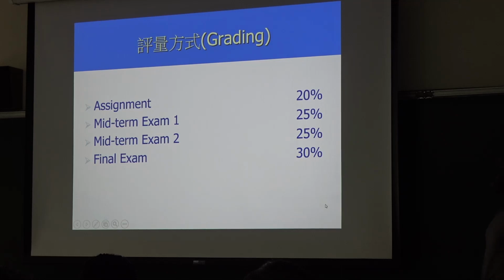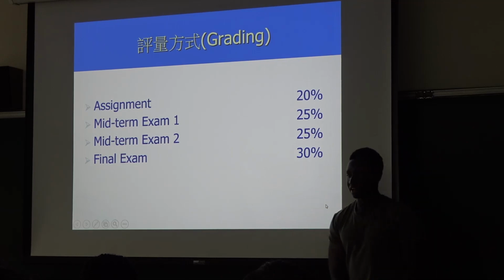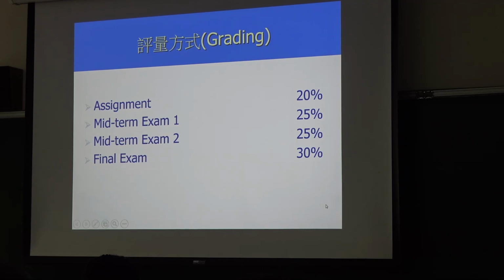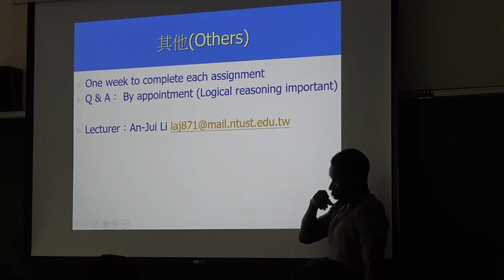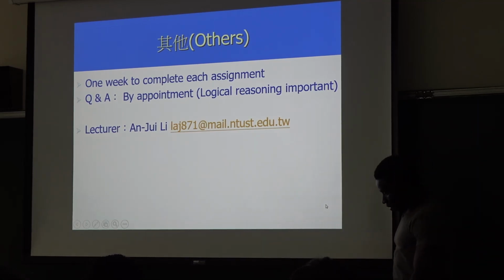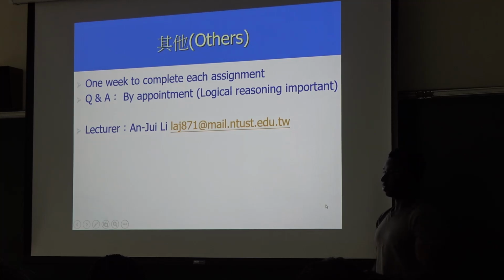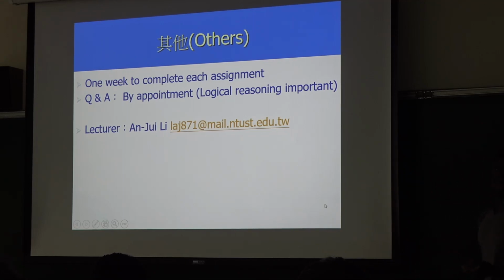Okay, and midterm exam 1 will go for 25%, midterm exam 2 will go for another 25%, and then the final exam is 30%. So as I said earlier, you have 2 midterm exams. Okay, and for the assignments, it's just 1 week to complete an assignment. Since the classes are on Monday and Tuesday, typically if you finish the class on Tuesday, you'll have an assignment, and then you will expect to submit it by the following Tuesday. That is 1 week for you to finish the assignment.